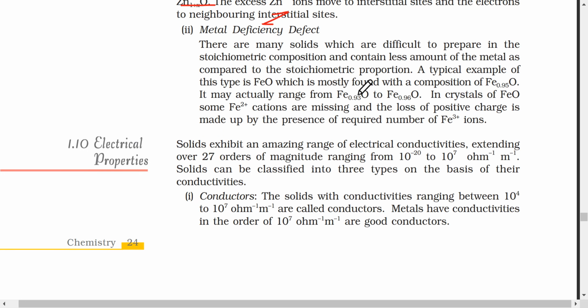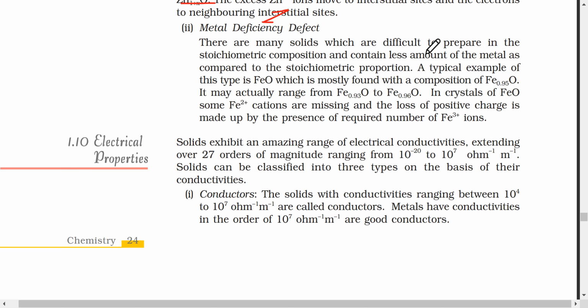मेटल deficiency में many solids which are difficult to prepare in the stoichiometric composition and contain less amount of the metal as compared to the stoichiometric proportion. Proportion से कम metal है इनमें. ऐसे भी solids होते हैं. जहाँ अगर आप 0.93 से 0.96 Fe का क्या मतलब है, यानी पूरा iron atom नहीं है. A typical example of this is FeO, which is mostly found with a composition of this. It may actually range from this to this. In crystals of FeO, some Fe2+ cations are missing, and the loss of positive charge is made up by the presence of required number of Fe3+ ions.